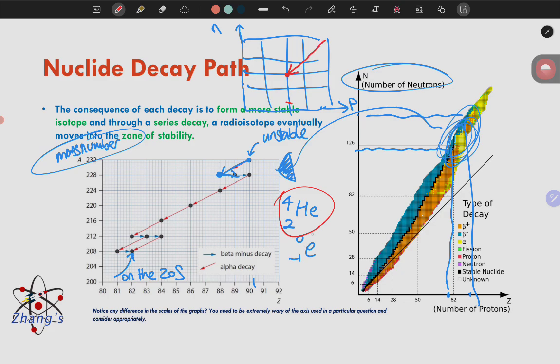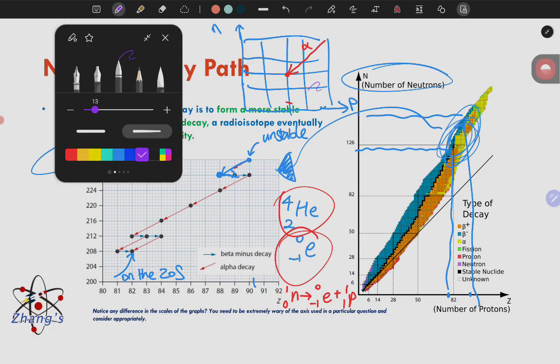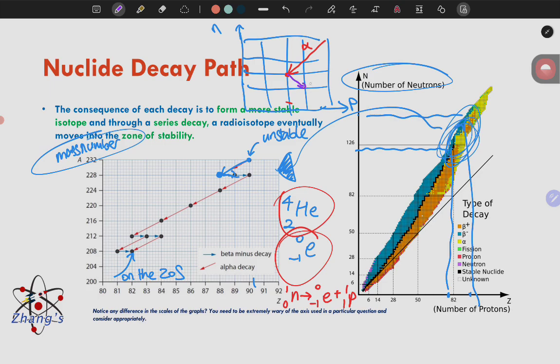And if you have a beta decay now, then you're turning 1 neutron into an electron plus a proton, right? So as a result, you lose one neutron, so down by one, but you gain one proton, so across by one. So this would be an alpha decay, whereas this here would be a beta minus decay. So notice how it's not horizontal anymore. The number of neutrons changes, and the number of protons also changes.